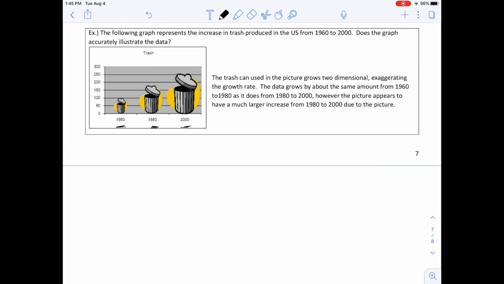And so there's an explanation already typed there for you guys. This one says the trash can used in the picture grows two-dimensionally, exaggerating the growth rate. The data grows by about the same amount from 1960 to 1980 as it does from 1980 to 2000. However, the picture appears to have a much larger increase from 1980 to 2000 due to the size of that can growing two-dimensionally. So be careful when you are looking at any kind of graph or table to see if it's misleading. Also look at the source to see if it's a reliable source, and don't be deceived by certain things.